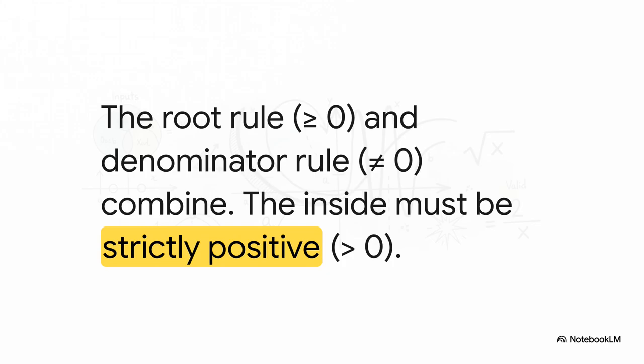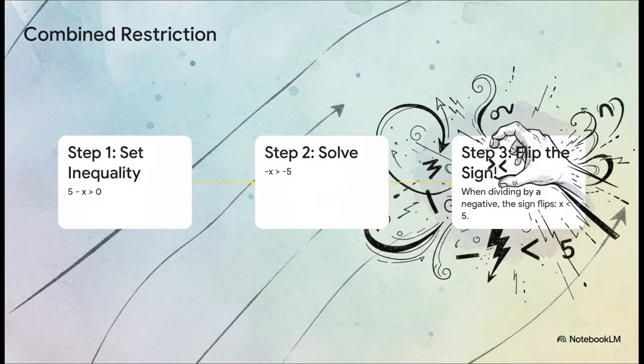It has to be strictly greater than 0. It can't be 0 anymore. So that's our new rule for this problem: 5 - x > 0. Now we just solve it. We subtract 5 from both sides. That gives us -x > -5.